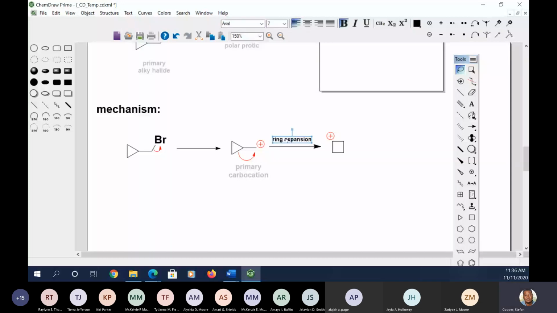A 4-member ring is not all that good here, but it's better than the 3. So that's why this ring opens to relieve some of that ring strain. All right. So now I'm primary, but what is my classification once I do the ring expansion? What am I now? Secondary. Yeah, I'm secondary. So is that productive?